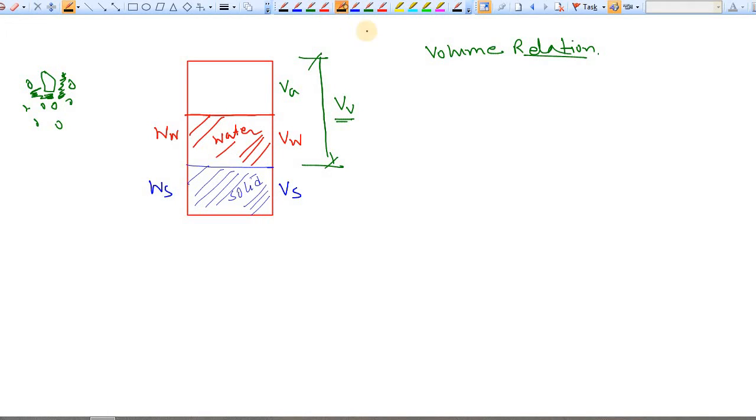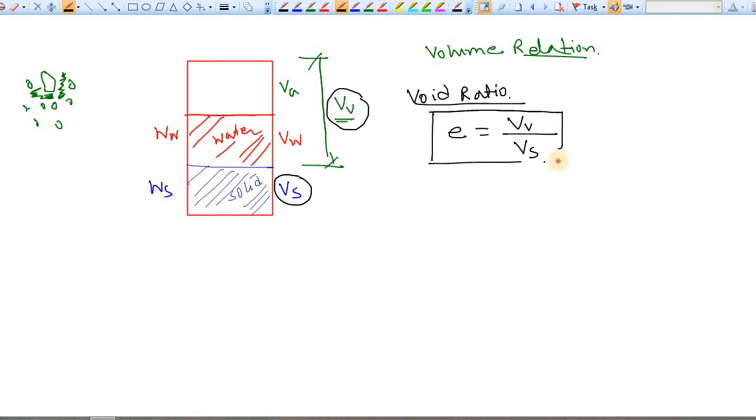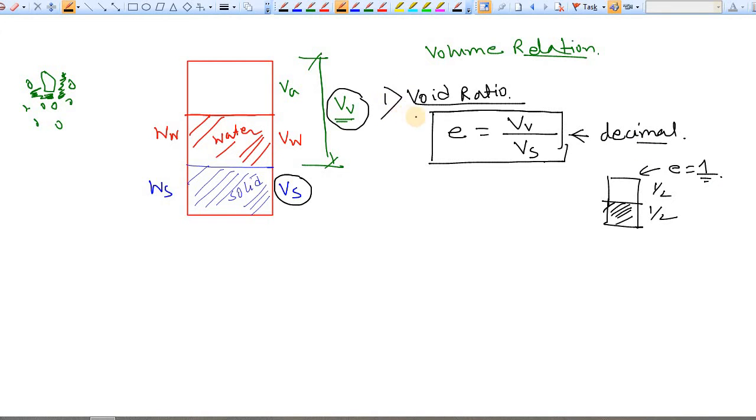The very first relation is known as void ratio, which you can express by small e. And what is void ratio? By definition, this is the ratio between the volume of void, Vv, divided by the volume of solid, Vs. This is known as void ratio and it is expressed as a decimal. Now let's say in a system of soil, the volume of solid is half and the volume of void is half. In this case your void ratio becomes 1. So this is our very first volume relation.